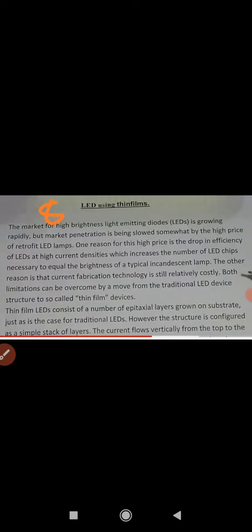The market of high brightness light emitting diodes, LEDs, is growing rapidly, but market penetration is being slowed somewhat by the high price of retrofit LED lamps. One reason for this high price is the drop in efficiency of LEDs at high current densities, which increases the number of LED chips. There is some theory here.